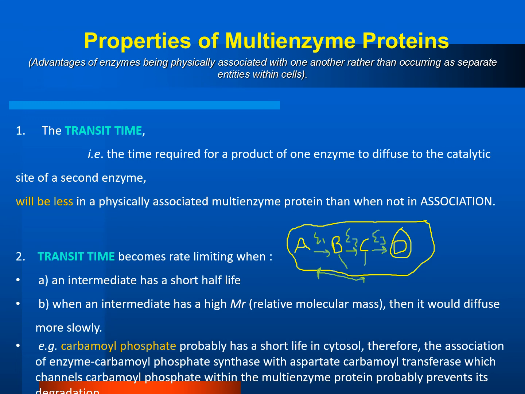But by virtue of the association of the enzyme carbamoyl phosphate synthase with aspartate carbamoyl transferase, the two enzymes participating in that particular pathway channel carbamoyl phosphate within the multi-enzyme protein, which probably prevents its degradation. That means they are somehow protecting the carbamoyl phosphate from getting degraded, and they are doing this by virtue of having this property of association.